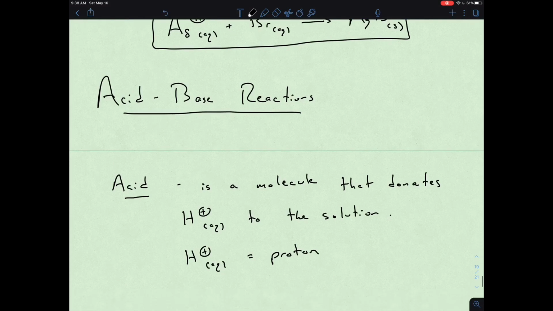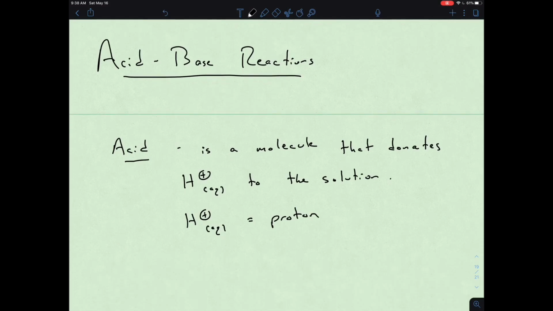If we think about the hydrogen atom, it just has one electron and one proton, no neutrons. And so if we lose an electron to make a positive hydrogen, like we see here, that means the only thing left is the proton, right? The electron is gone because it's now positively charged. And so technically it is an actual proton.